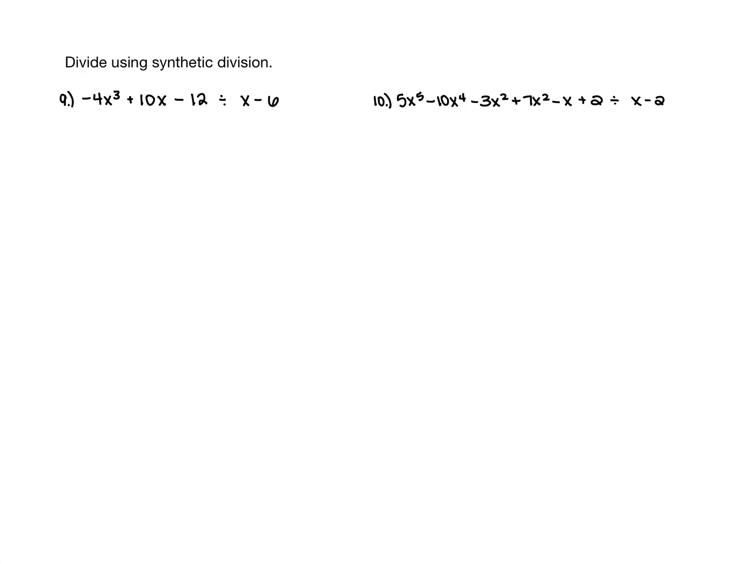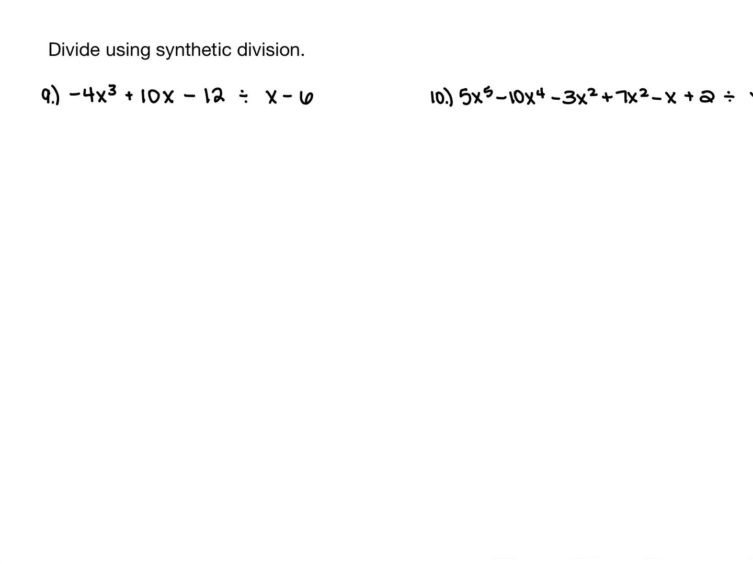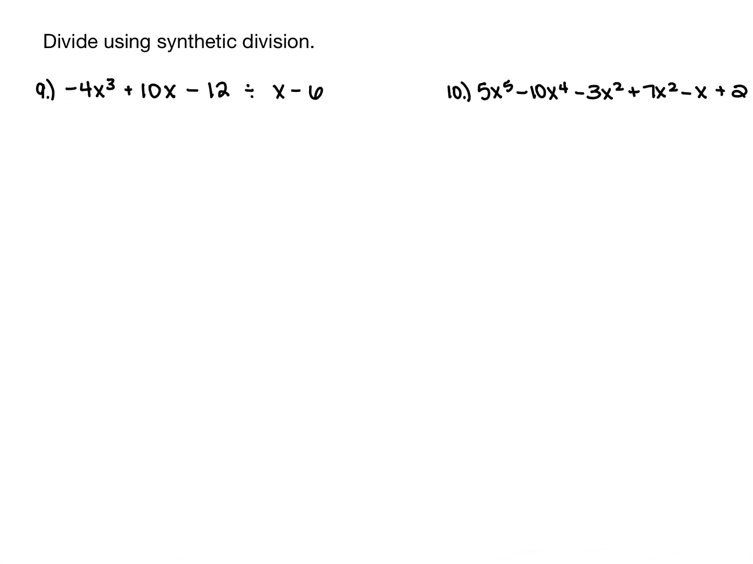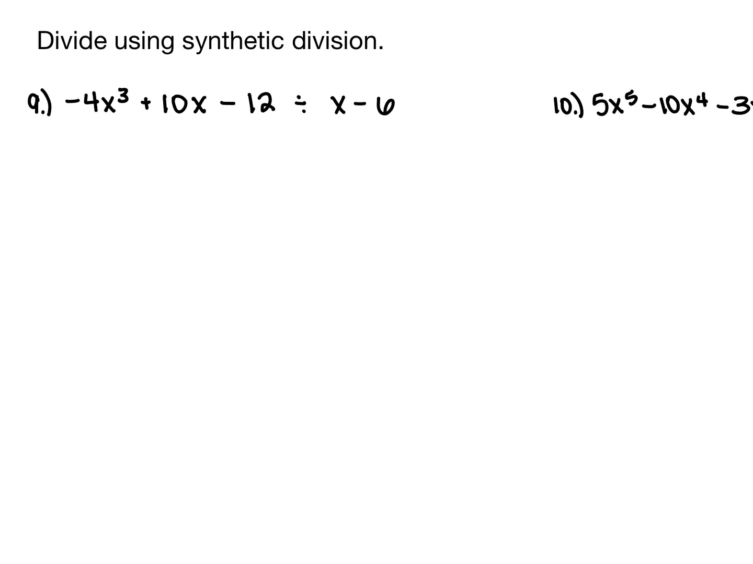For your last two questions, it tells you to divide using synthetic division. For number 9, you have negative 4x cubed plus 10x minus 12 divided by x minus 6. You are missing the x squared on this, so we're going to add in a 0x squared, and that's going to give us negative 4x cubed plus 0x squared plus 10x minus 12.